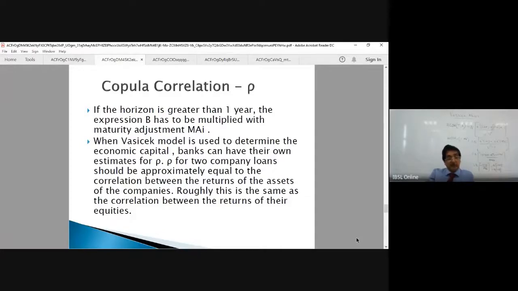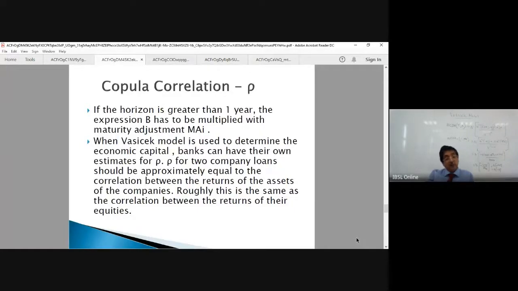So that is how this rho is calculated by the banks. But unfortunately, if the companies are not listed in a stock exchange, then you may not be in a position to get this data. So then what are we going to do?